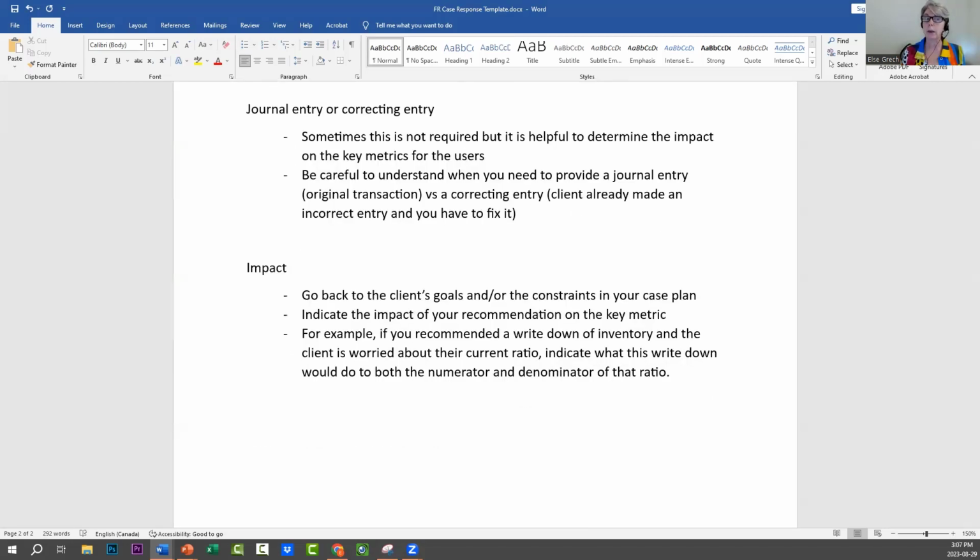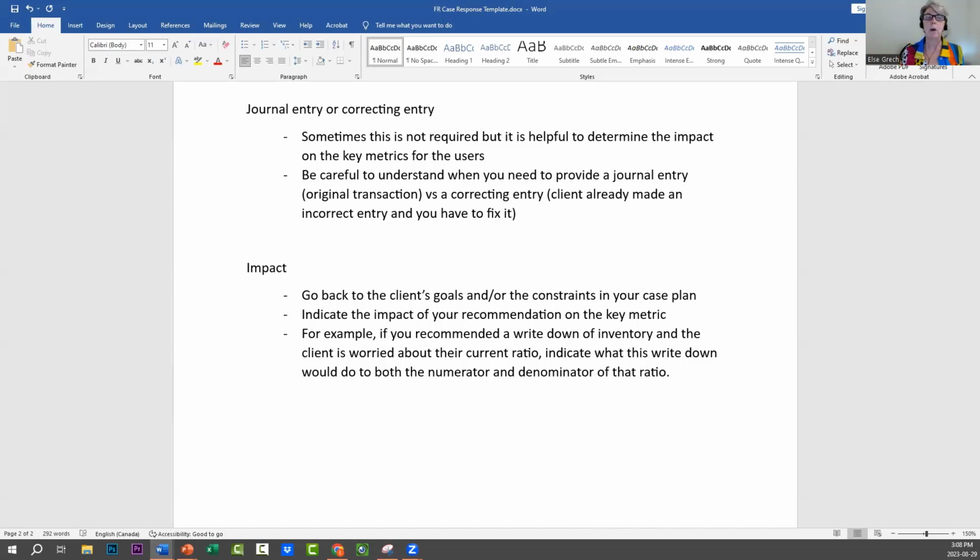Then provide the journal entry or the correcting entry. Sometimes this is not required, but even when it's not required, it's really helpful to determine the journal entry or the correcting entry because it'll help you analyze the impact on the key matrix for the user. Be careful that you understand when you need to provide a journal entry, the original transaction, because the client hasn't made any entry at all, versus a correcting entry where the client has made an entry, the entry is incorrect, and you have to fix it. So keep in mind, sometimes it's a journal entry that you need, sometimes it's a correcting entry.